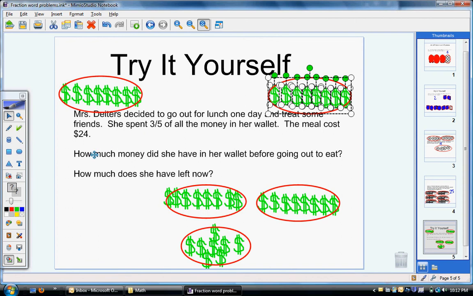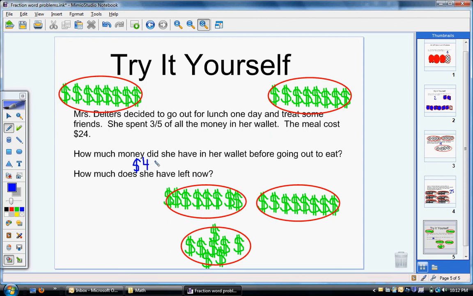My first question says, how much money did she have in her wallet before going out to eat? So that's asking me what was the total amount of money. Each group has 8, so that would be 8 plus 8 plus 8 plus 8 plus 8, or 8 times 5, since there's 5 circles. Well, I know 8 times 5 is 40, so Mrs. Dieters had $40 in her wallet before she went out to eat.